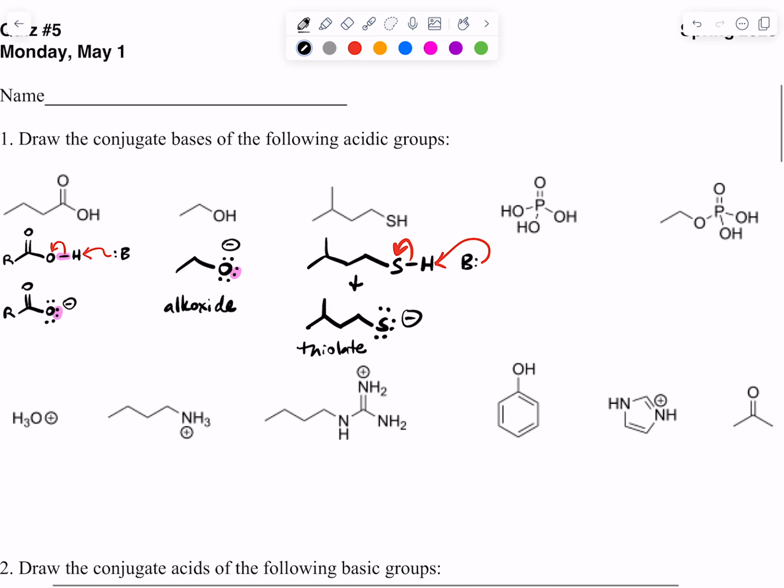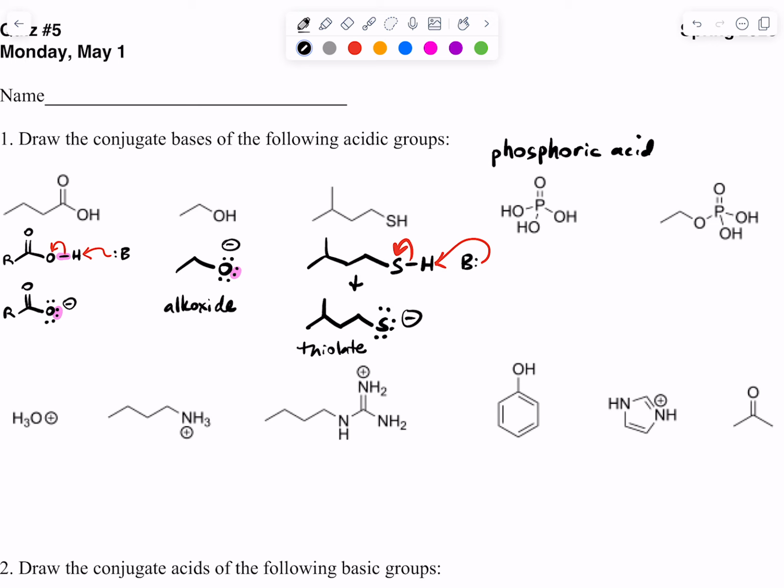So this one is weird a little bit. It looks like it's got 3 OH bonds. This is phosphorus. So, sorry, it's not phosphorus. There's a phosphorus in there. This is called phosphoric acid. This is an important acid in biology. What should its conjugate base look like?